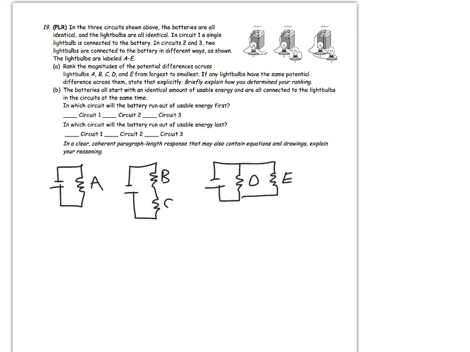So the first thing we want to do for part A is rank the magnitude of the potential difference across light bulbs A, B, C, D, and E from largest to smallest. If we think about it, they all have the same battery. They're all identical bulbs. A is going to get the full voltage of the battery, as will D and E, because in those circuits, completing each loop, it's the only bulb that you cross. So that means that A is equal to D is equal to E, and they're going to be greater than B and C, which will get half the voltage of the battery. Now we know it splits evenly because they're identical. And so that's going to be our ranking there.